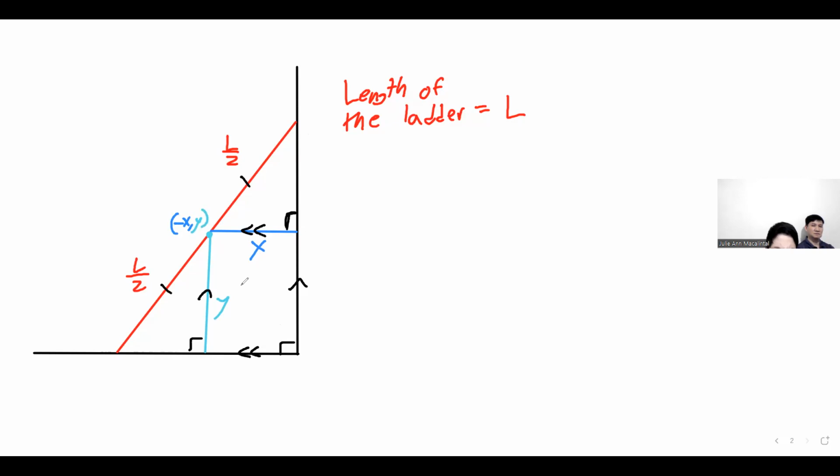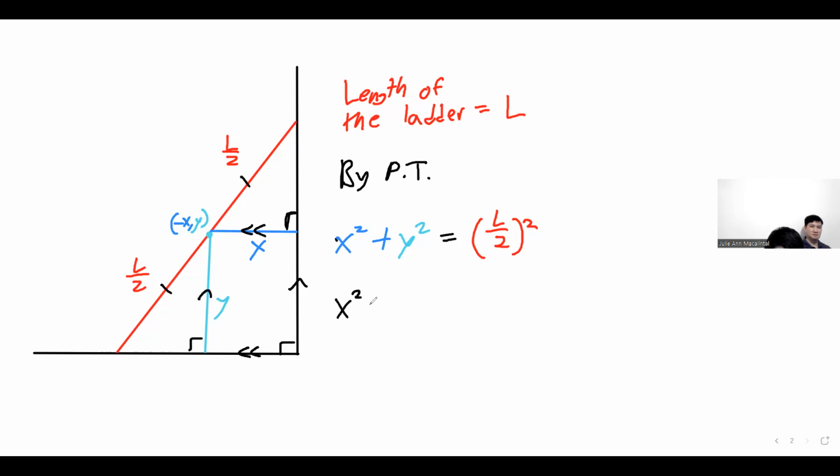It can also be x, y. It doesn't really matter because anyway, by using the Pythagorean theorem, by PT, x squared plus y squared is equal to L over 2 squared.